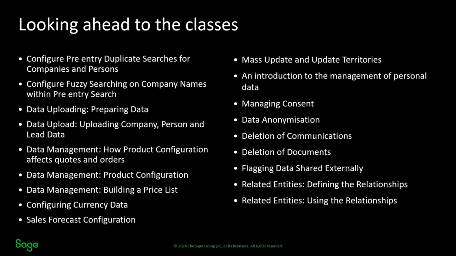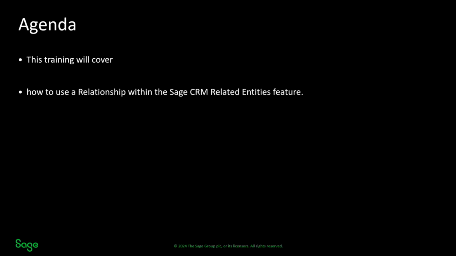Now, I've changed the order of the presentation slightly. So instead of looking at the definition of relationships in this particular lesson, we're going to be looking at the use of relationships, because it makes sense to look at some use cases and to understand the demo data to show you the possibilities of what the relationship feature provides. Now, as such, this lesson is all about understanding how to use the relationship feature and how related entities work within Sage CRM.